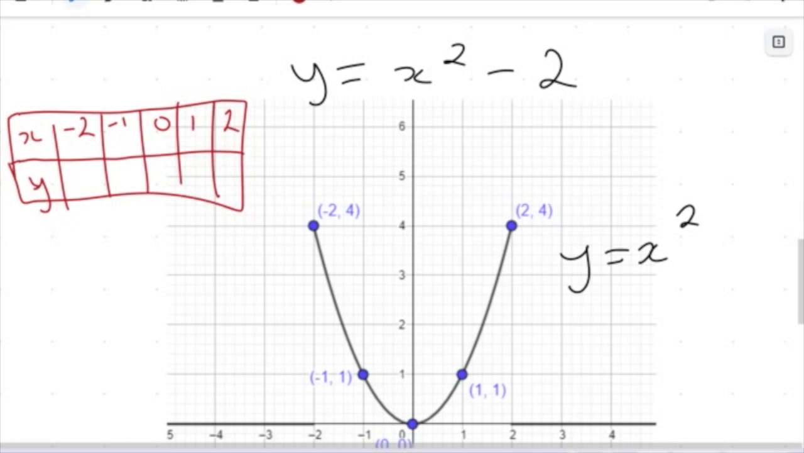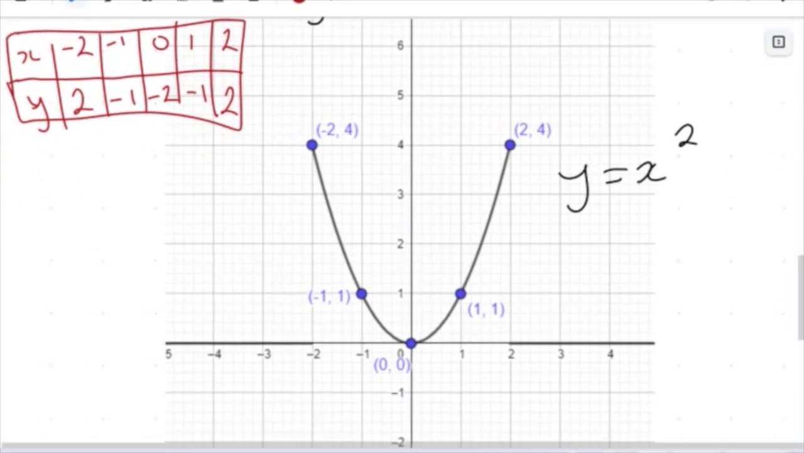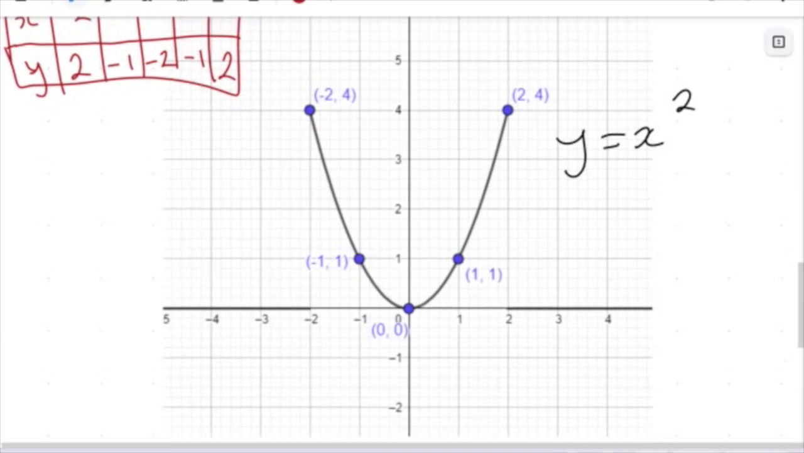Now, I'm going to substitute all of my different values of x here and see what I get for y. So (-2) squared gives me 4, 4 - 2 gives me 2. (-1) squared gives me 1, 1 - 2 gives me -1. 0 squared, 0 - 2 gives me -2, and so on and so forth. Feel free to pause the video and have a go to just confirm those. But we want to now plot in our new points.